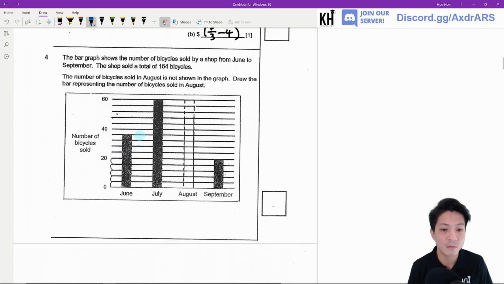So we're gonna write the number down first. As usual, we're gonna find out one gap is how many. There's 1, 2, 3, 4, 5, so 20 divided by 5 will give us 4. So each gap is 4. So this will be 4, 8, 12, 16. This will be 36. July will be 60. September will be 20.